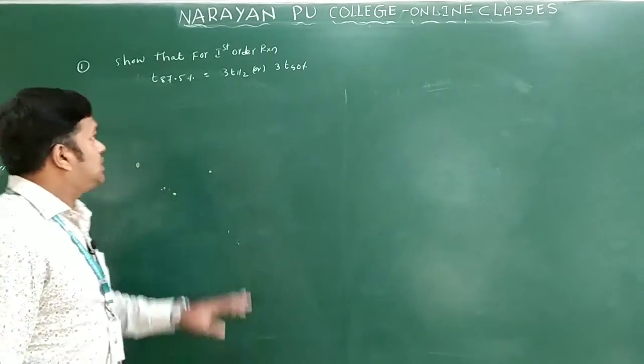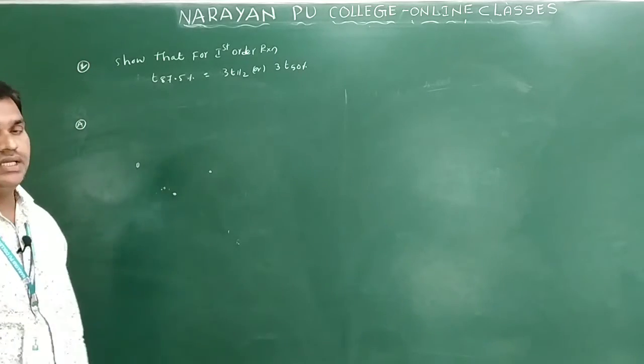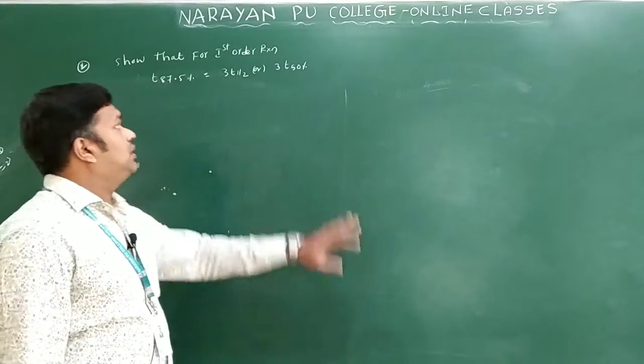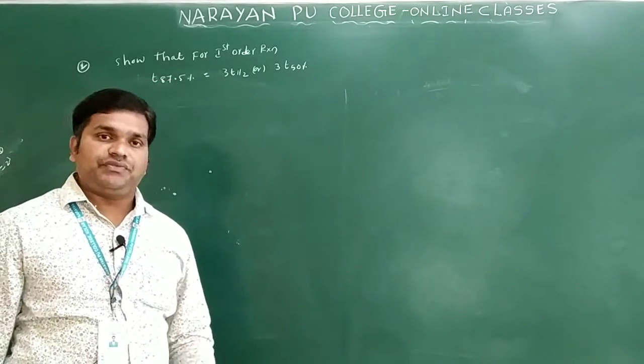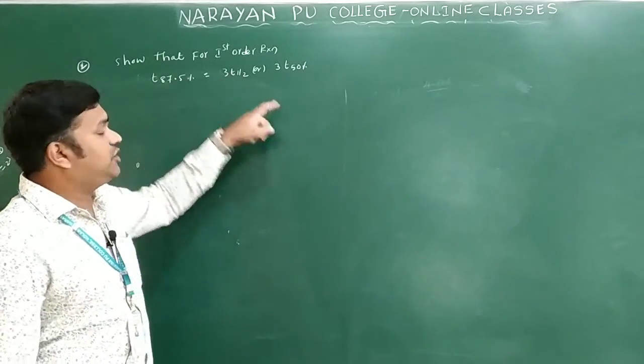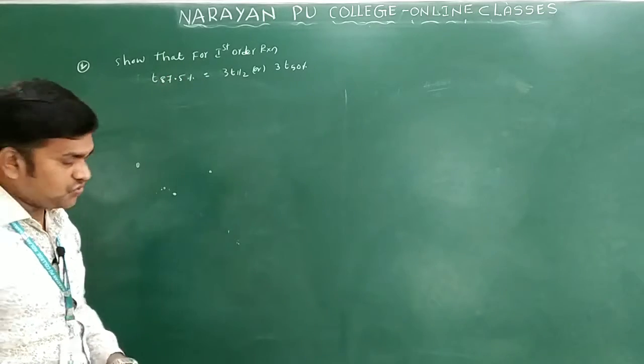See one more question. This is also from NCERT. Show that for a first order reaction, T 87.5% is equal to 3 into T half, or 3 T 50%. 50% means this is half of the reaction. You can show that T 87.5% is equal to 3 into T half. So for which order reaction? For the first order reaction.